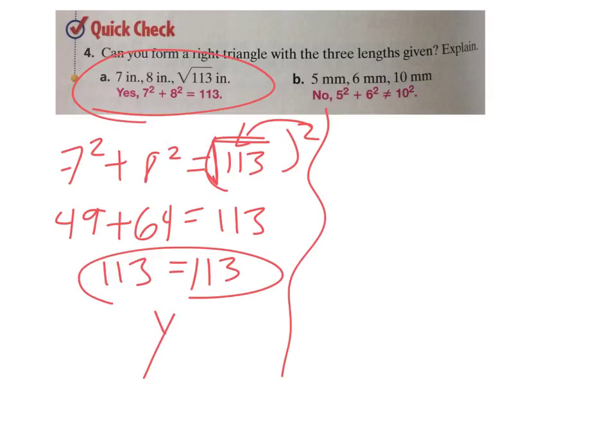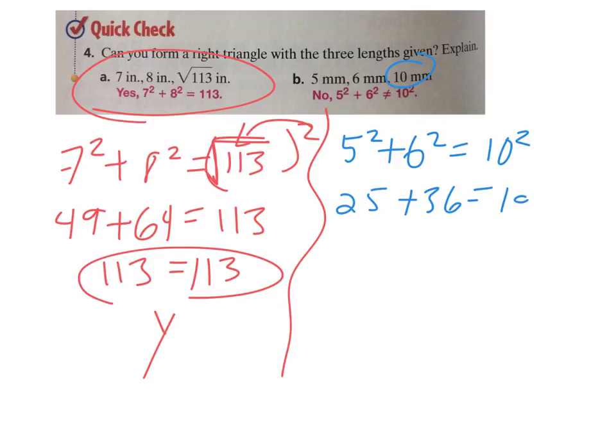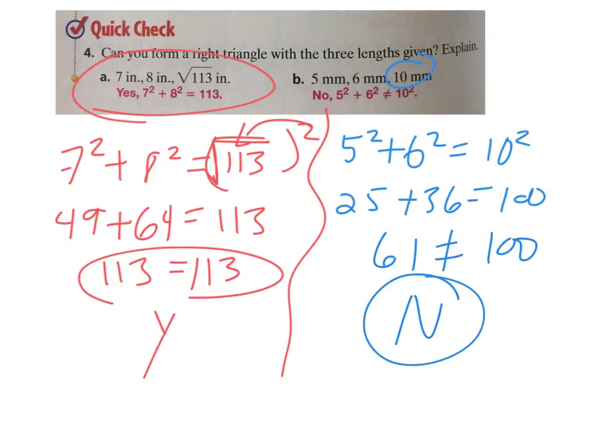The second one. Obviously 10 is going to be the biggest number here, so we're going to have 5 squared plus 6 squared equals 10 squared. So it's 25 plus 36 equals 100. Well, 61 does not equal 100, so it's no, this does not make a right triangle.